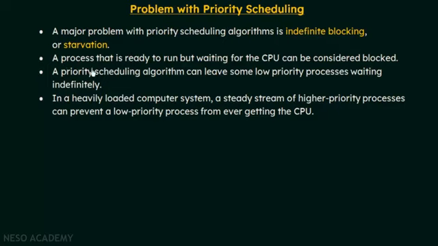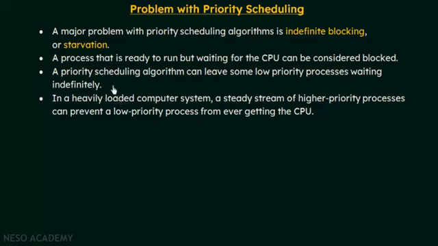Let's see. A process that is ready to run but waiting for the CPU can be considered blocked. So when a process is waiting and is ready to be run but has not yet got the CPU, it is considered a blocked process. Now, a priority scheduling algorithm can leave some low priority processes waiting indefinitely. So this is the problem that we have.